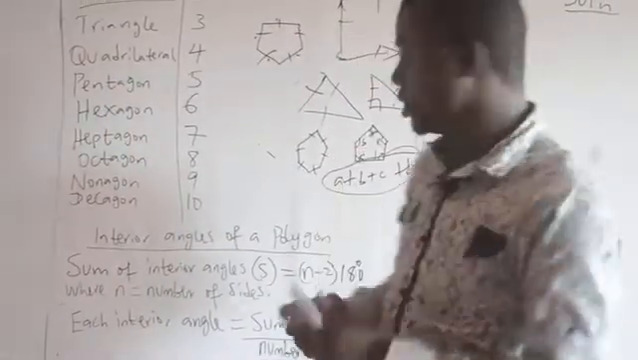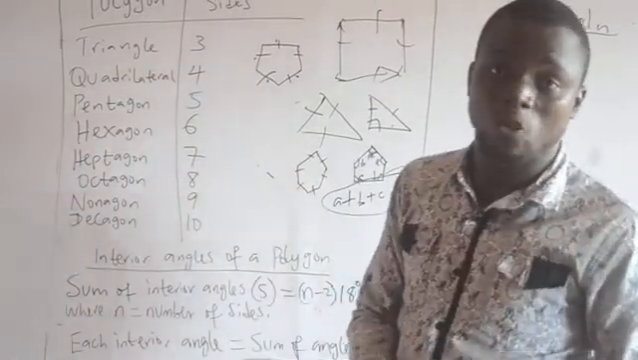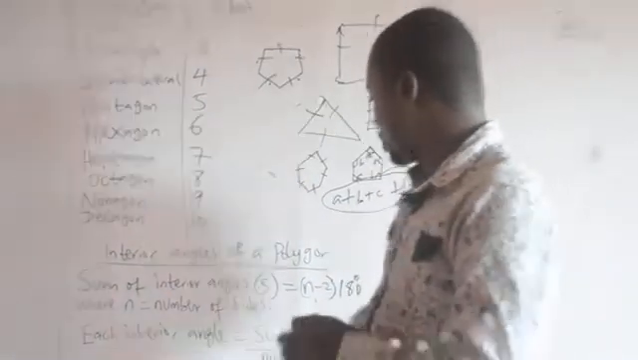Remember that angles are being measured or represented in degrees. They can say 10 degrees, 15 degrees. They can even put an alphabet and ask you to find the value of what? The alphabet. So please take note.